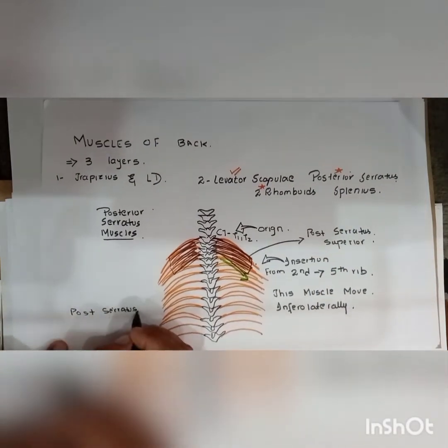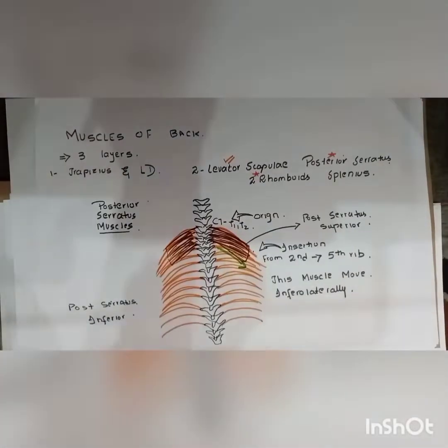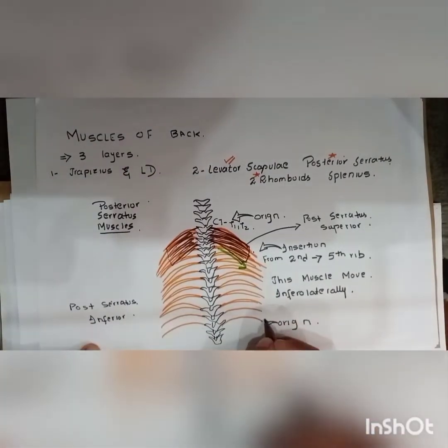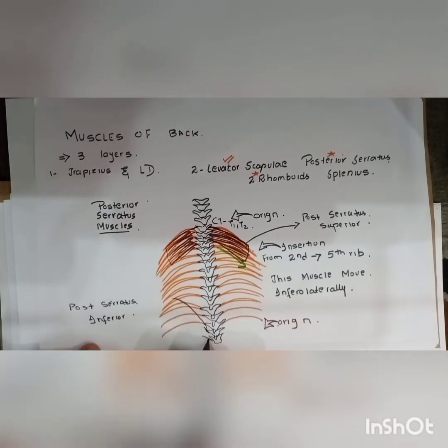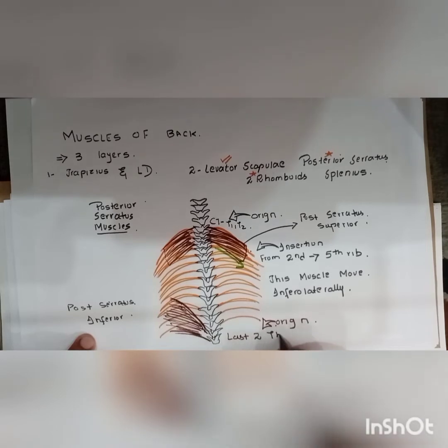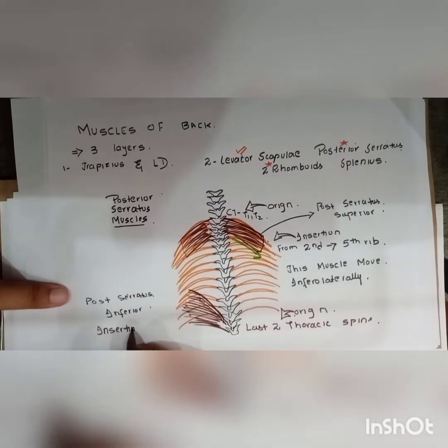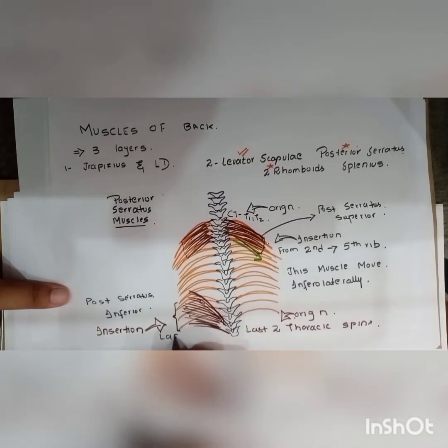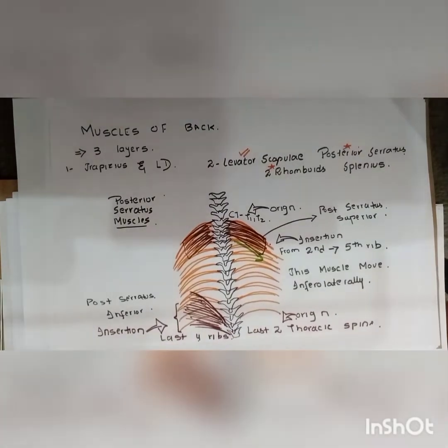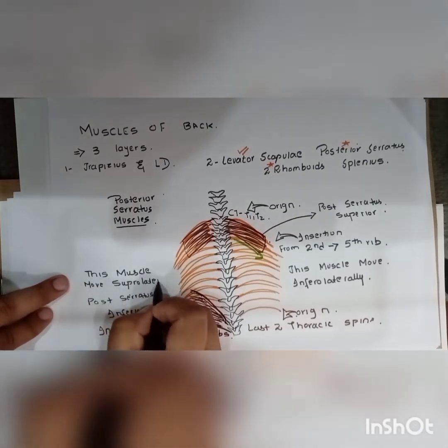Now I will explain the posterior serratus inferior muscle, and first I will tell the origin of this muscle. This muscle arises from the last two thoracic vertebrae, and it inserts into the last four ribs. Here is the insertion of this muscle. It inserts into the last four ribs, and this muscle moves superolaterally.